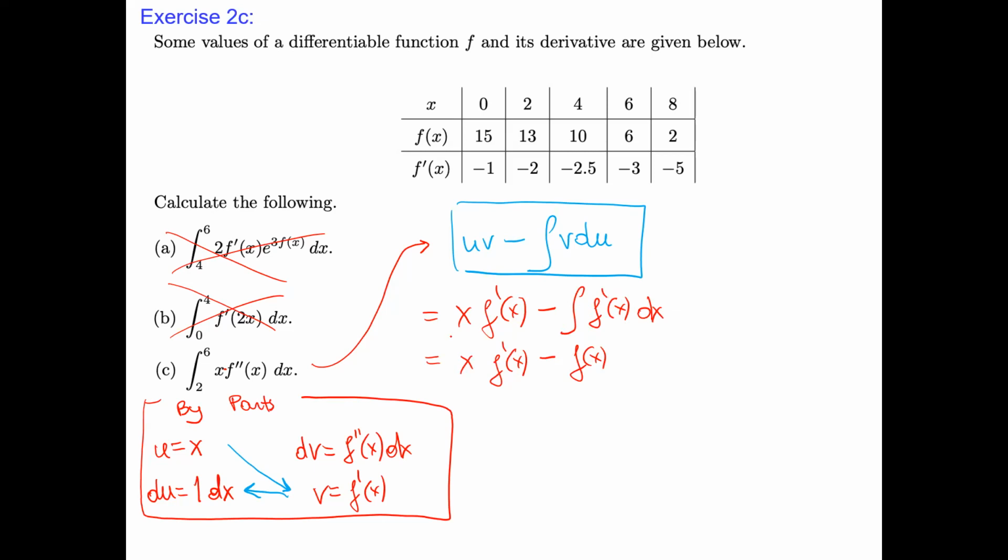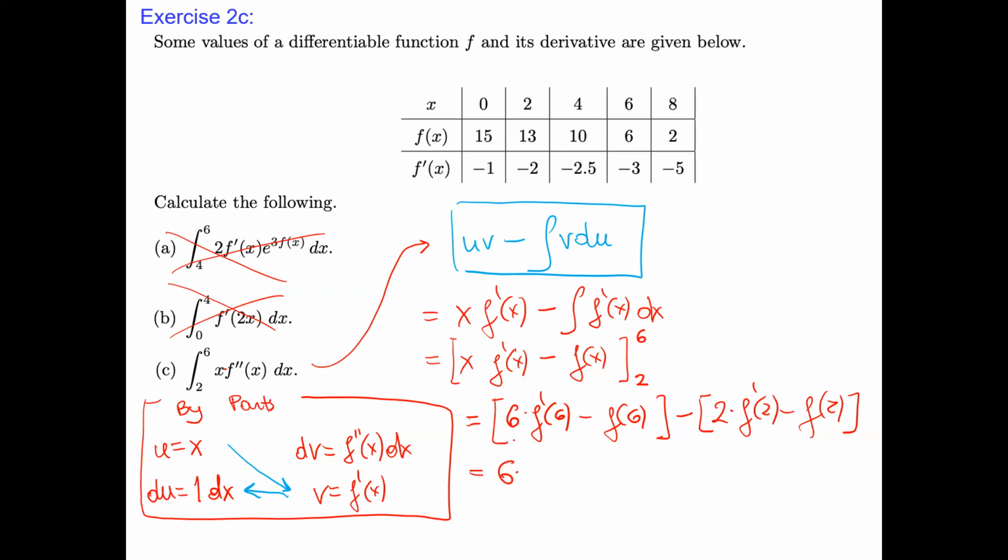Okay, that means we finish our integration. Since that wasn't a u substitution and we didn't change the variables, the limits of integration stay the same, because 2 and 6 are the x values and everything is in terms of x. Let's replace x with the upper bound: 6 times f prime of 6 minus f of 6, minus the same thing for the lower limit: 2 times f prime at 2 minus f of 2.